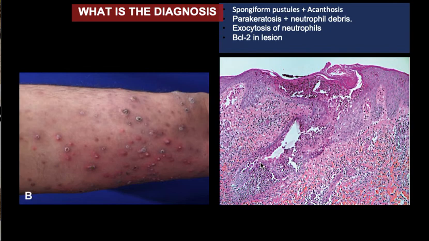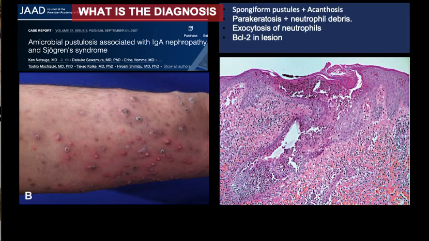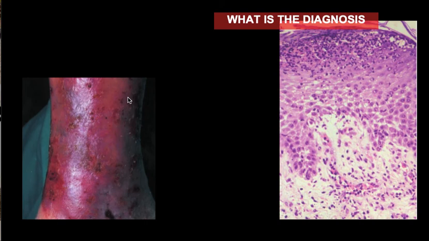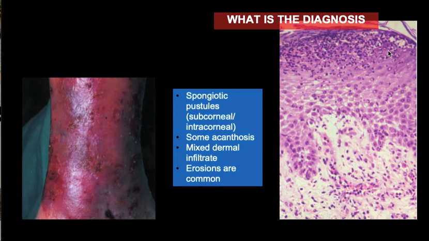So if you look into the clinical history of those patients, most commonly you will see autoimmune disease. In this case it is IgA nephropathy and Sjogren's syndrome. So this is a microbial pustulosis associated with autoimmune disease. In this example, we see this patient's leg involved with an erythematous, ulcerated lesion. And if you look on high power, you see spongiosis with mixed inflammatory cells, erosions, and this is erosive pustular dermatosis of the leg.